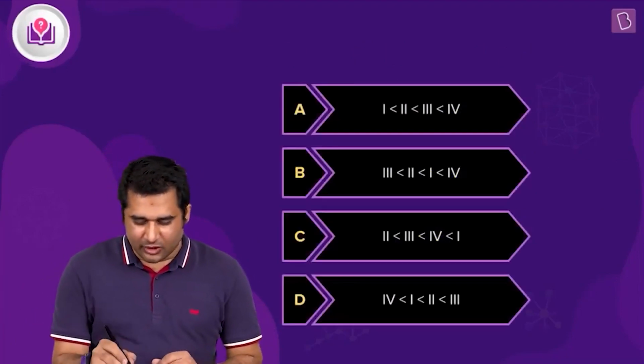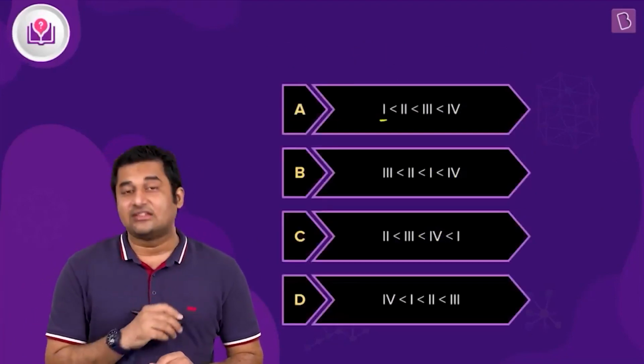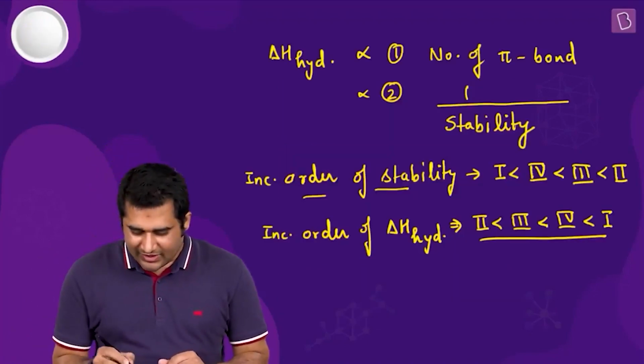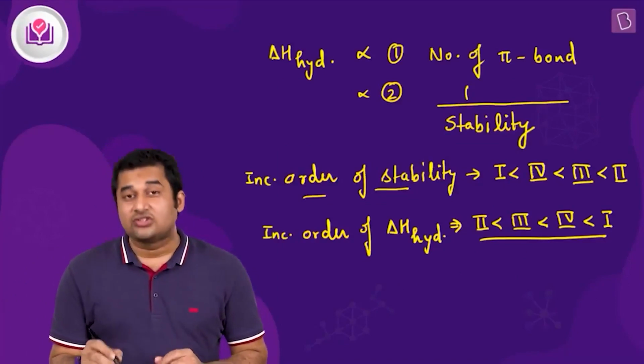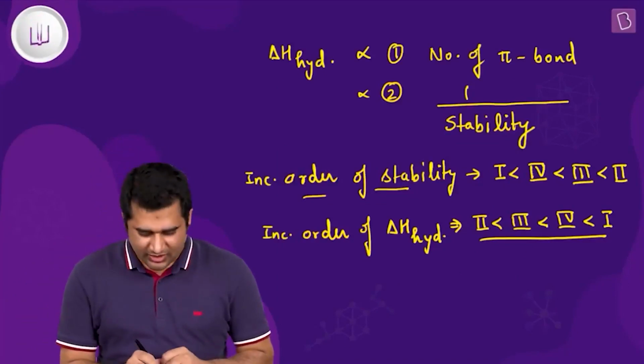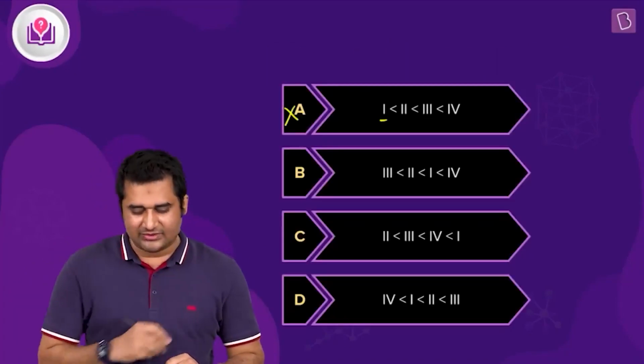So let's match now with the options. So now let's look for option A. You can see here it is saying the least is for first, whereas as per the order that we calculated, first should have the maximum heat of hydrogenation, which means this option A is not the correct answer.